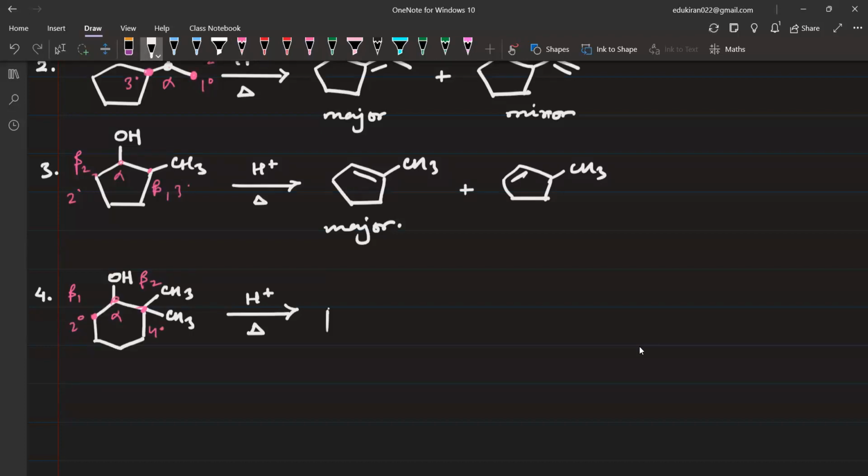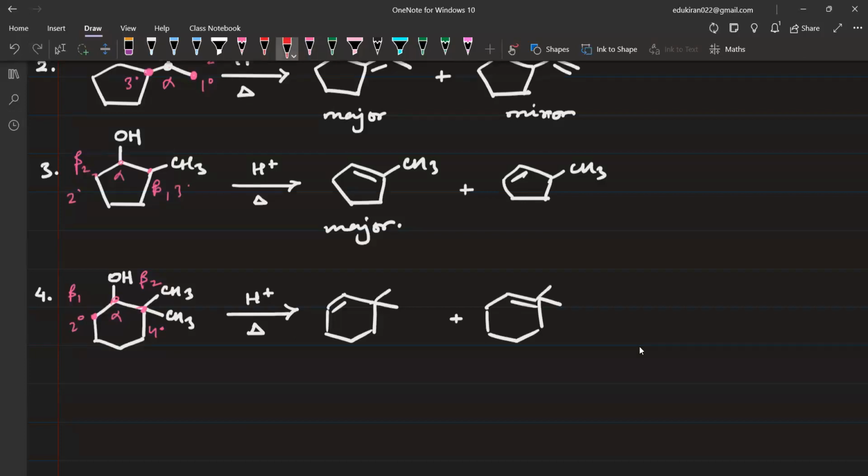So you must have gone in this way. Everything as it is, except the OH; the CH3s are as it is. Double bond between alpha and beta 1. And then you must have made something like this: CH3s as it is, double bond between alpha and beta 2. Now the problem is with the next product that you are making.